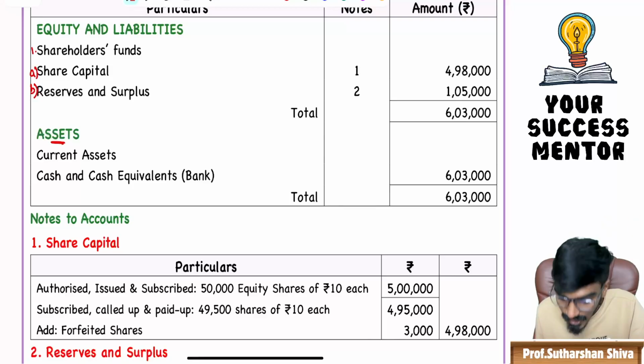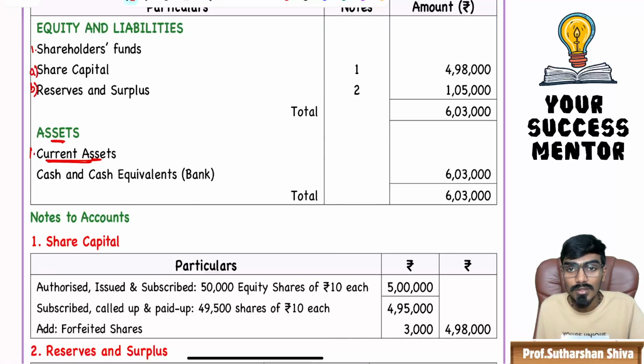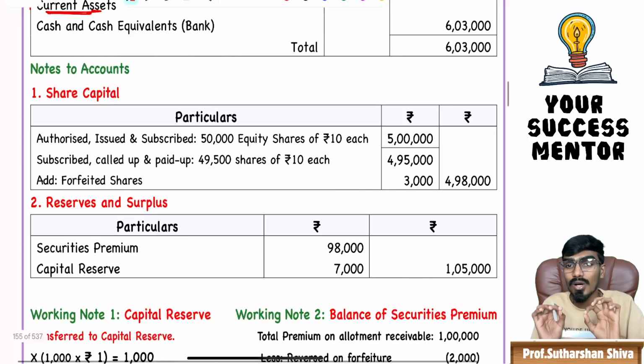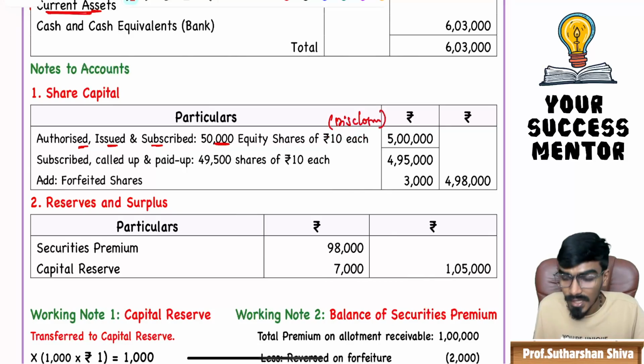In the asset category, you will have current assets, and then you will write cash and cash equivalents. Basically, the cash and cash equivalents part comes under current assets only. That's a subheading of this. Are you able to understand? How you need to do it? Note 1 and note 2 are very important at foundation level. In note 1, authorized, issued and subscribed will be 50,000 equity shares for this question. That will be just a disclosure statement. It will not be taken. It is just a disclosure in the notes to accounts.